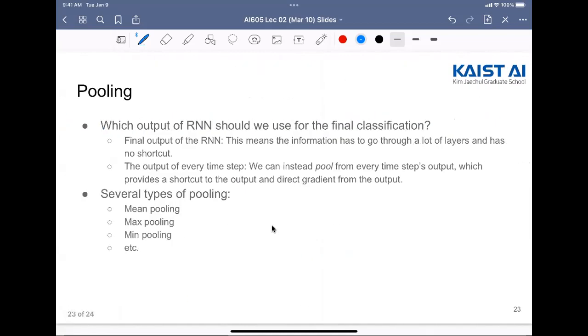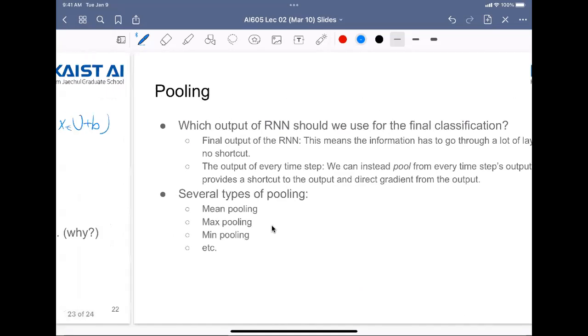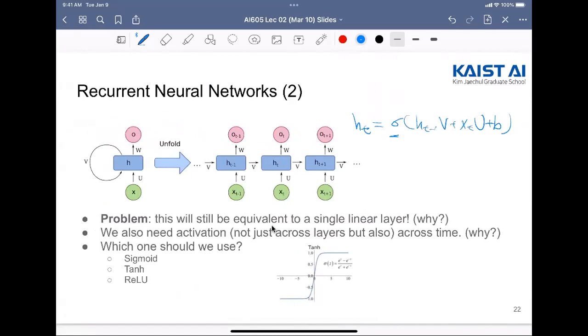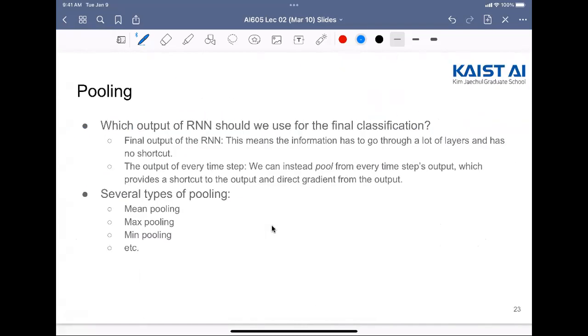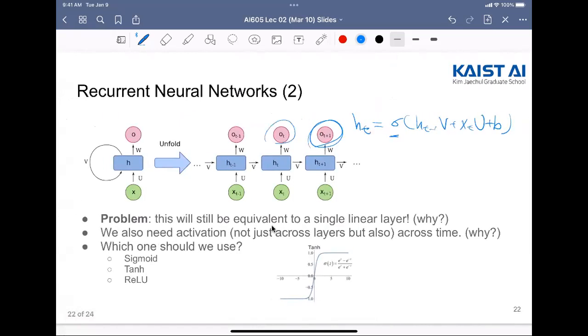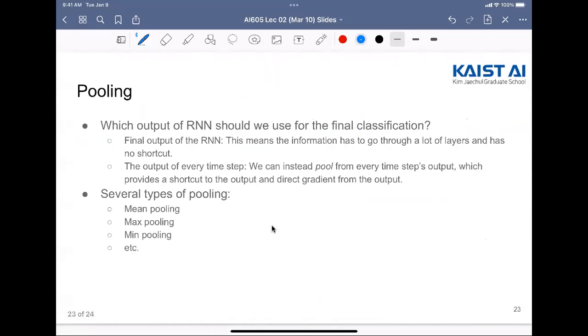But then which output should we use? Maybe one of the most obvious things to use is the last output, the OT, the final output. That's one option. Another option is that you can aggregate all these outputs and do some summation or averaging. That's called pooling. The pooling is something like mean pooling, max pooling, min pooling. So some way of averaging things, or some way of removing one dimension from the matrix.